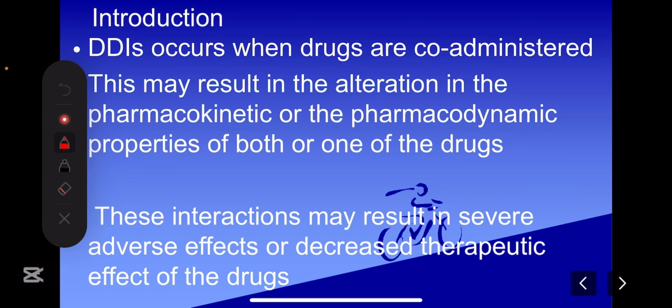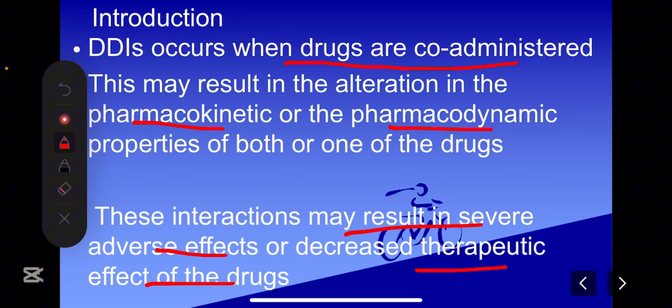So drug-drug interaction occurs when drugs are co-administered. It can result in alteration of the pharmacokinetics or the pharmacodynamics of a drug. It can result in severe conditions. It can also reduce the therapeutic effect of a drug when you co-administer two drugs together. It's mainly seen in the elderly, where you experience polypharmacy, where they take a lot of drugs, for rheumatism, for this and that, and there can be a lot of drug-drug interaction. That does not mean it's not seen in other people. It's seen in all walks of life, but we're just saying it's very common in the elderly.